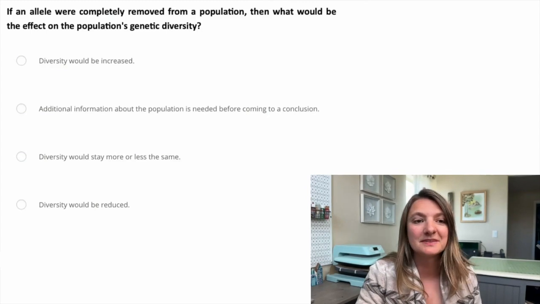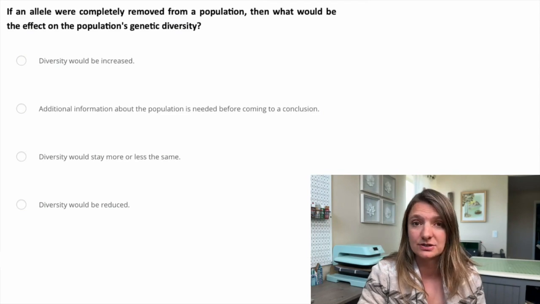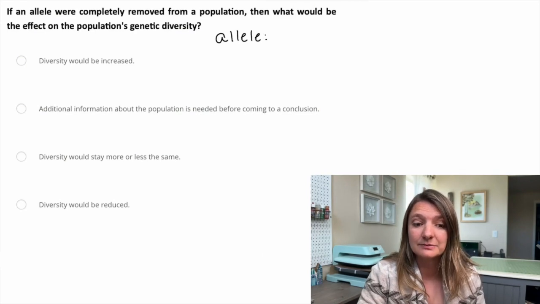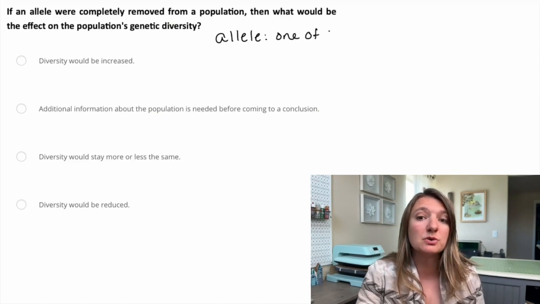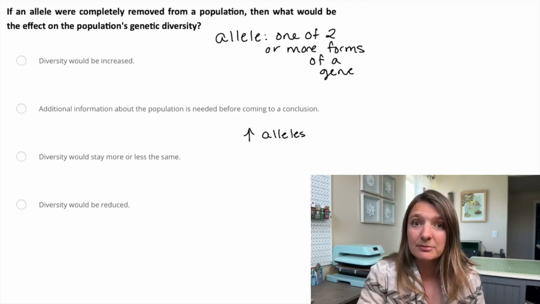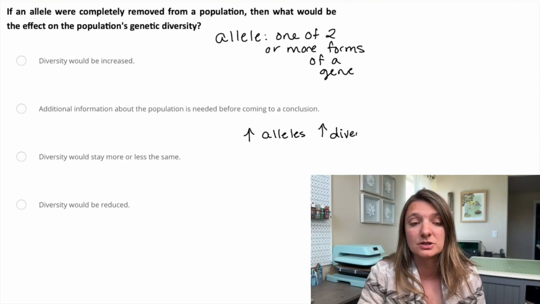Okay, question 1. If an allele were completely removed from a population, then what would be the effect on the population's genetic diversity? Just a reminder that an allele is one of two or more forms of the gene. So it's an expression of the gene. The more alleles you have in the population, the more the diversity is going to be increased. And if you remove one completely from that population, then the diversity is going to go down.